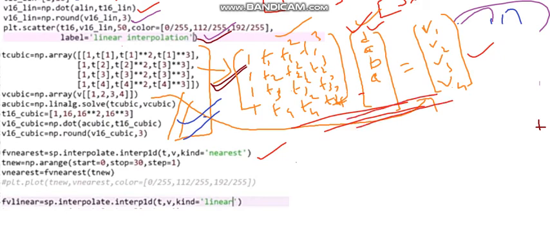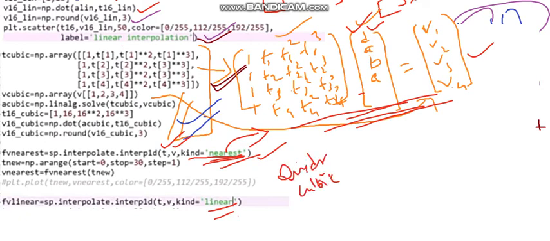So we just have to give the variables t and v, that is the time and velocity data that is available, as arrays. Then you have to put here kind. Kind means what kind of interpolation you need. So here you can put nearest neighbor interpolation, or you can use linear, quadratic, or cubic. All these interpolation techniques you can use. You just have to put it in here as kind, then you will get that kind of interpolation. So you have to use this function sp.interpolate.interp1d and this syntax, then you can have this interpolation.